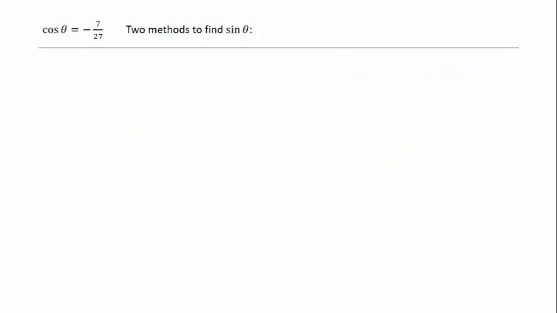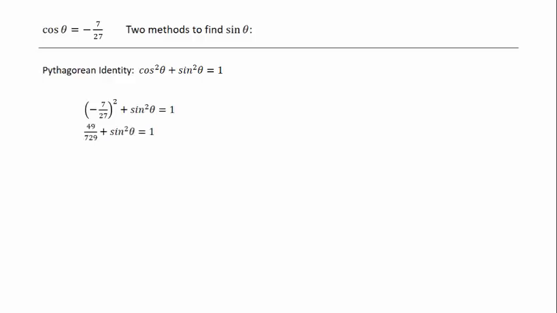Okay, so we have two different methods that we can use to figure out what sine of theta is. First off, we can use the Pythagorean identity. So we plug in what we have, negative 7 over 27 for cosine of theta.